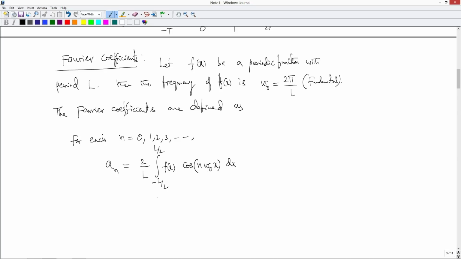With this you multiply and you integrate from minus L by 2 to L by 2 because its period is L. Imagine it is defined from minus L by 2 to L by 2. This function is defined over that interval, and then it is repetitive, whatever the function is here is repeated because it is a periodic function. So, a_n is this, and b_n, if I define it like this, is 2 by L times the integral of f(x) multiplied with sin(n omega naught x) dx.